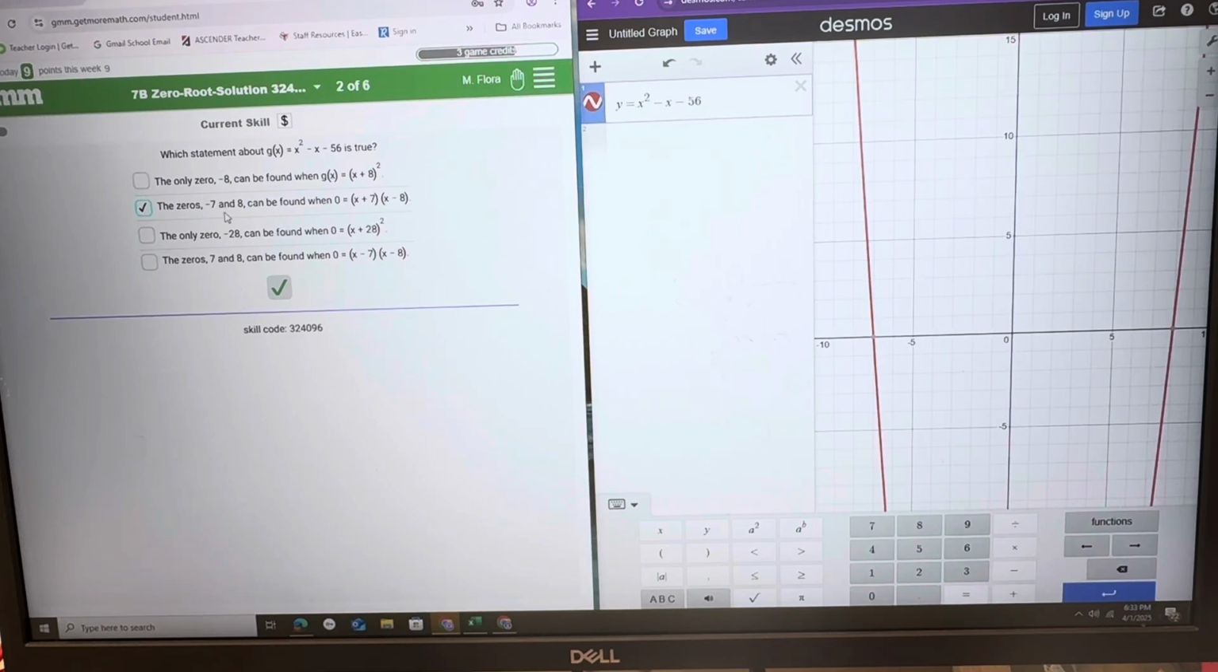But reminder, the factors are always opposite because you're setting them equal to 0. So it's going to be x plus 7 and x minus 8.